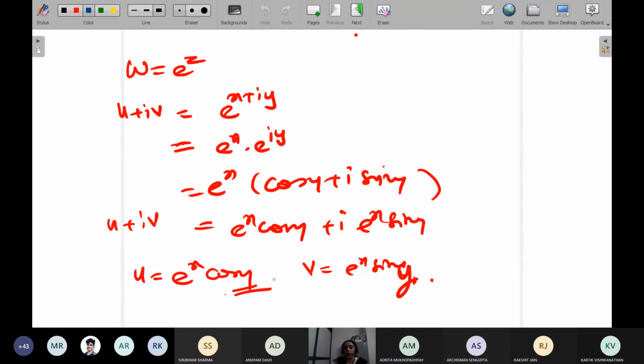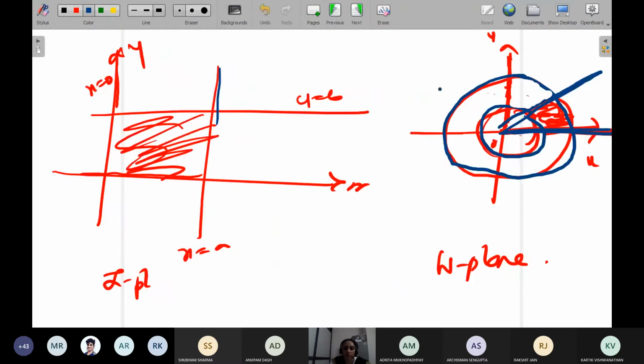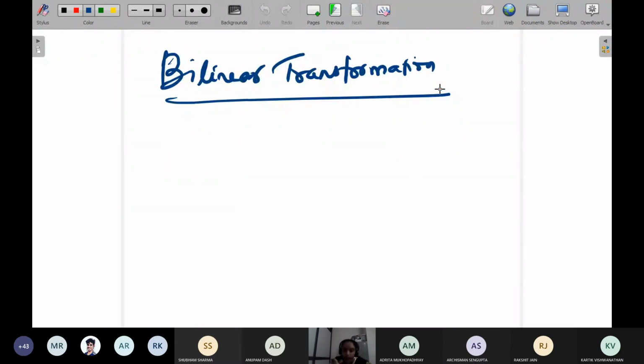Okay, before going to the bilinear transformation, I just wanted to ask you, what is a conformal mapping? Magnitude and direction both are preserved together. Very good. The transformation which preserves both the magnitude and the direction is known as conformal mapping. Can anyone now define the conformal mapping in terms of complex numbers?